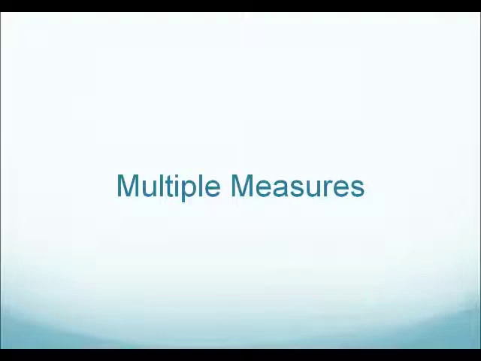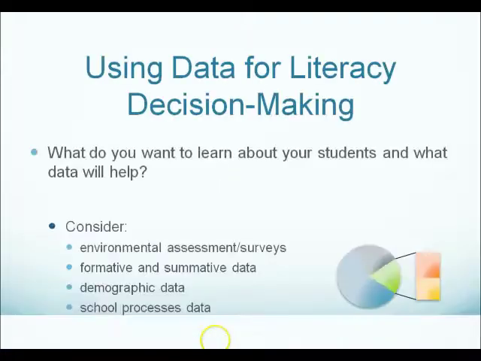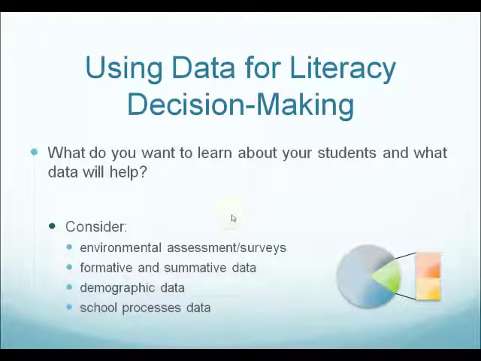We know that looking at a single point of data is never a great decision-making tool for placement or instructional decisions for children, but we often feel that if we're looking at multiple data points, we have a much better picture of the student, and that's true. However, with Bernhardt's perspective, we're only looking at one type of data, and that would be the student learning data. In addition to student learning data, or the data we get from assessments, she also says that we need to consider the environmental assessments or surveys, formative and summative data, demographic data, and school processes data.